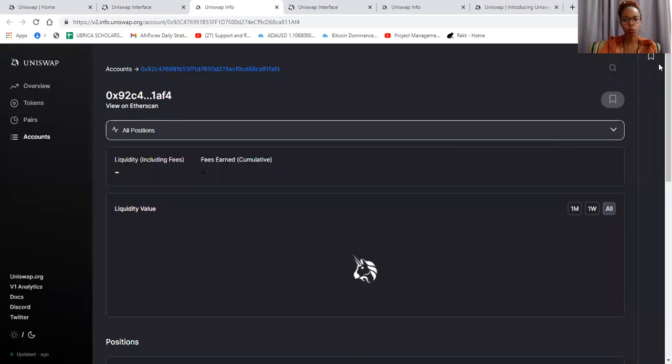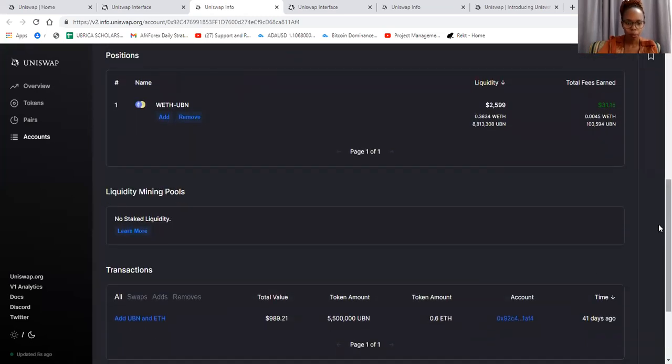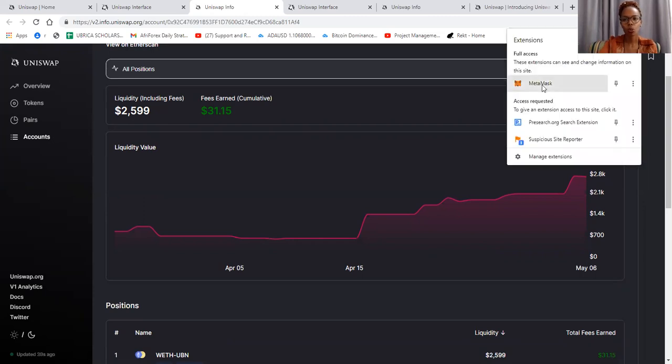In this, what we'll focus on today is just what we started with and what the worth of the pool is today. When we started, it was $989, and today the pool is worth $2,599, and we have $31.15 as fees. And so that is how pool number 1 is doing. So far the worth of the pool is $2,599. So we are going to proceed to pool number 2.